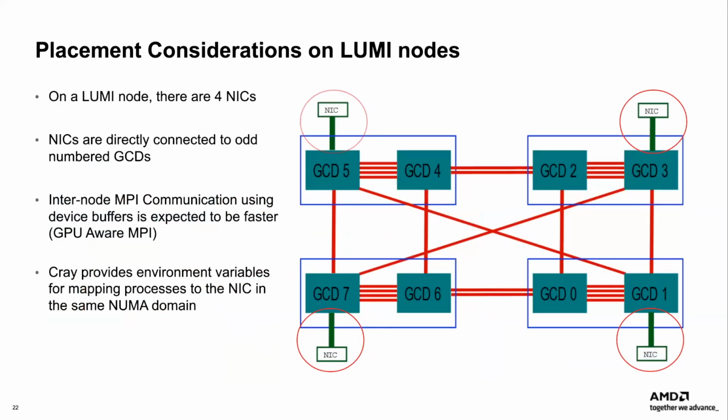On a Lumi node, we have 4 NICs, and so they are connected to different GCDs, odd-numbered GCDs, and so inter-node communication using GPU device buffers is expected to be faster. So we recommend that you use GPU-aware MPI for your code. If there is MPI communication, it is better if you keep the data that you have just computed on your GPU in the GPU memory and use the MPI calls with those buffers. HPE or Cray, they provide environment variables for mapping processes to the closest NIC, so that those things can be used. I do not have all the details, but it is very easy to find.